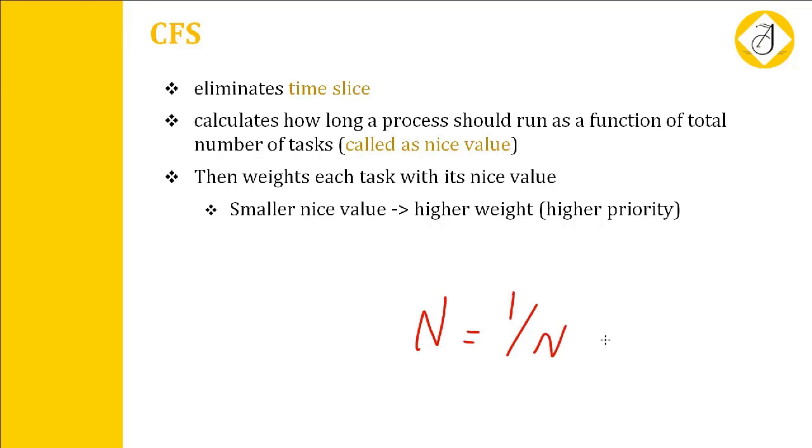of the processor's time. Here the weight of each task is calculated with its nice value, where a smaller nice value leads to a higher weight. So if a process contains a smaller nice value, then it will be considered as having a higher weight. It will be given the maximum priority.